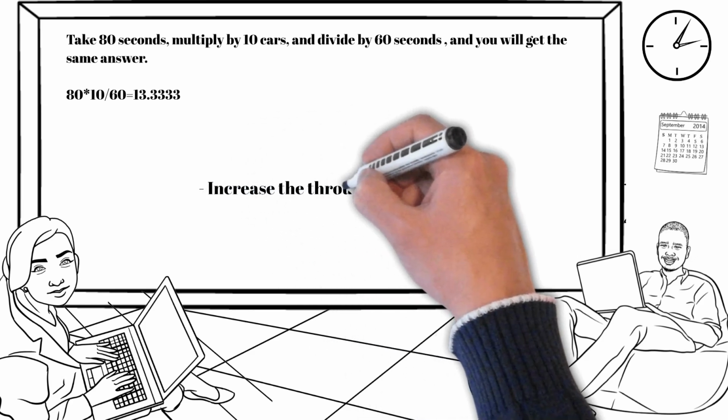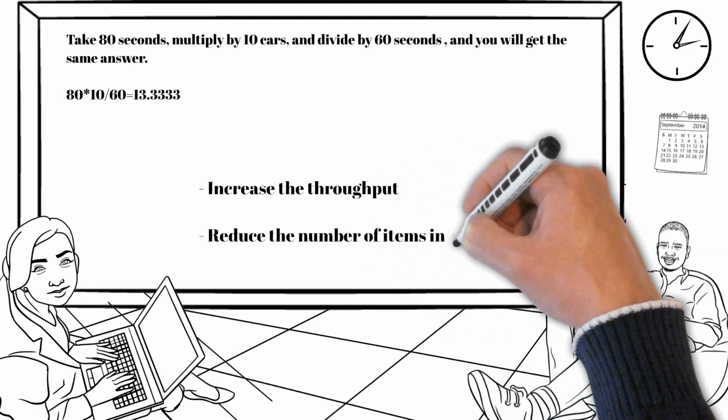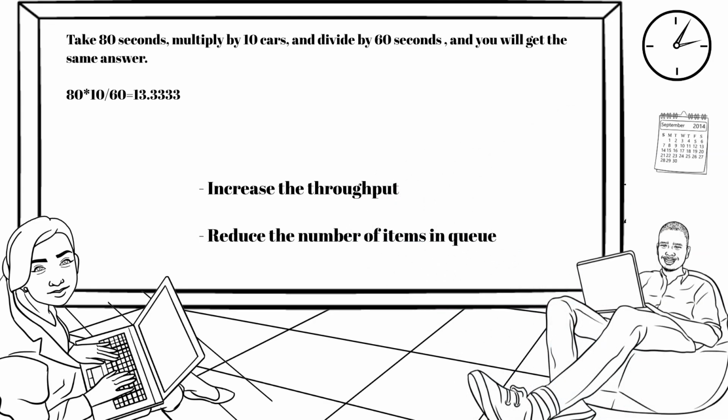Quite often, the goal is to reduce lead time, and you can either increase the throughput, completing items faster, or reduce the number of items in queue. Reduce or restrict work in progress, WIP.